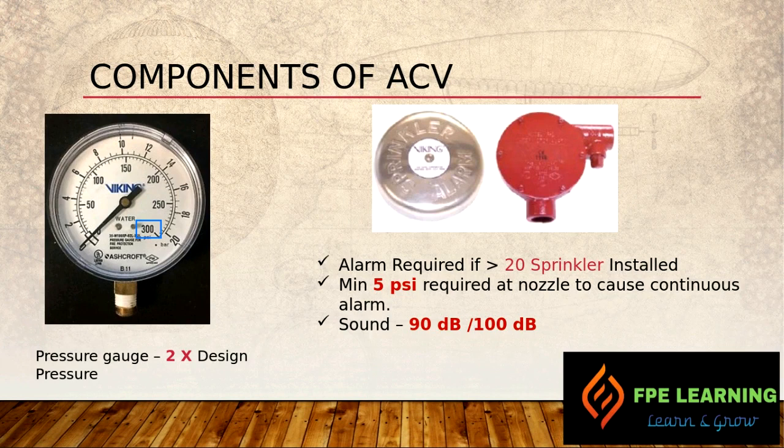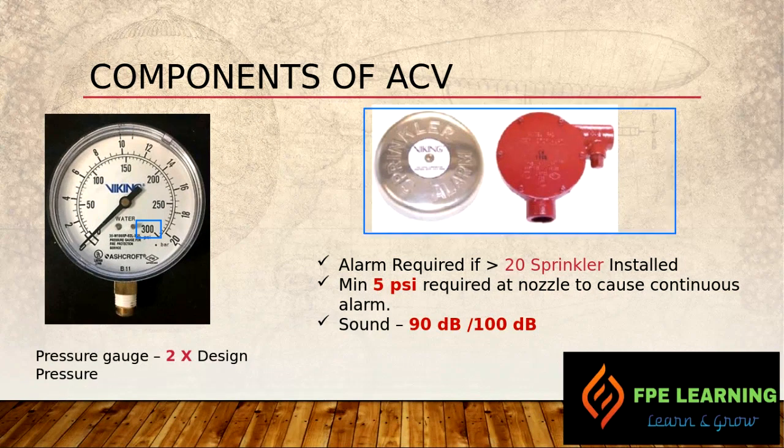And then on the right, we have a water motor alarm. It's a mechanical device activated by a flow of water. When water starts to flow, it will activate. And we need an alarm when we have more than 20 sprinklers installed in a wet pipe system. So if we have more than 20 sprinklers, we need some kind of alarm system. Here we have a mechanical alarm, and it needs a minimum of 5 psi for a continuous alarm, and it will give a sound of around 90 dB to 100 dB.